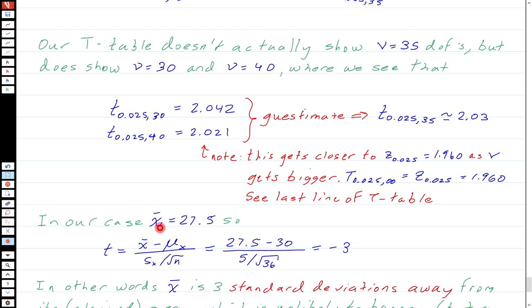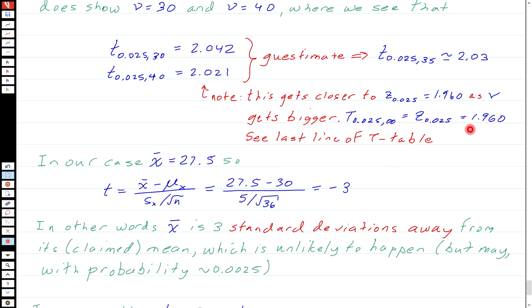Okay, so let's just check to see if the firm is happy with its claim. X bar is 27.5. The claim mean is 30. S is 5. N is 36. So I get my t value, which is the number of standard deviations x bar is away from the mean, is 27.5 minus 30 over 5 over root 36, which is minus 3. And this is further away than 2 standard deviations. So basically it means that the firm is not happy with their claim.